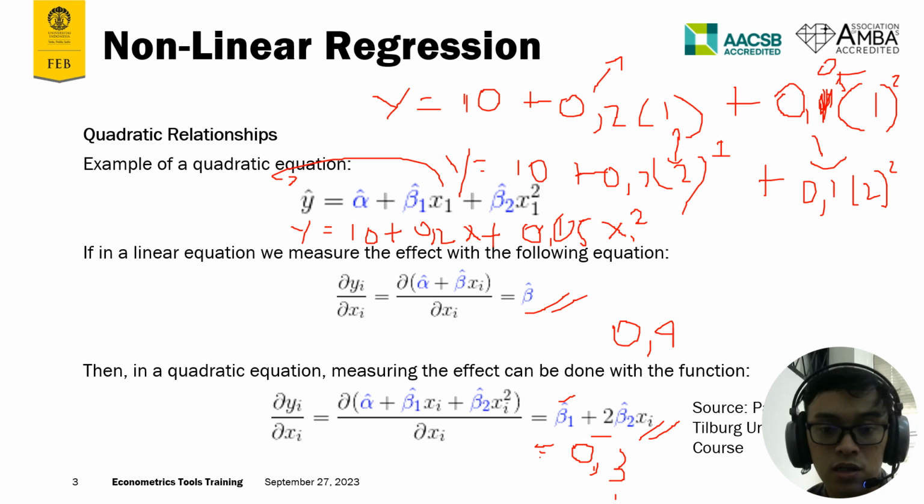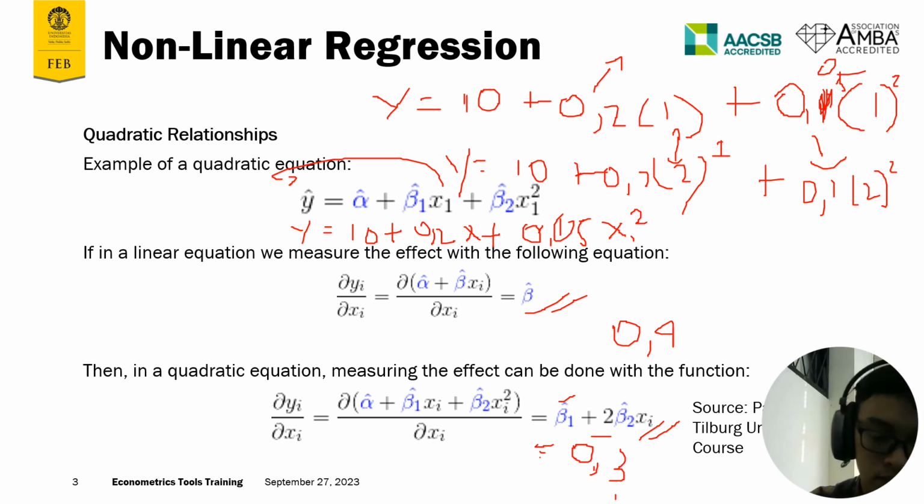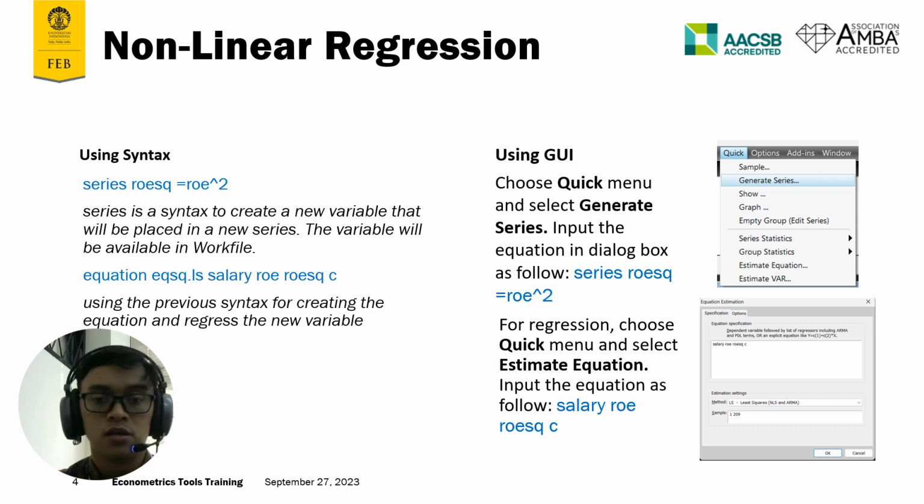If you have a quadratic, you keep increasing day by day, but somehow the increment decreases, so at some point there is no increment anymore. So that is the idea of non-linearity regression, especially when we talk about the quadratic relationship here. This is how you do it in EViews. You can choose between using the syntax or the graphical user interface that we already learned in the class.